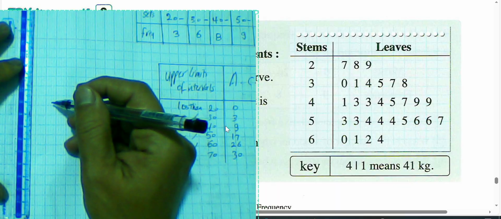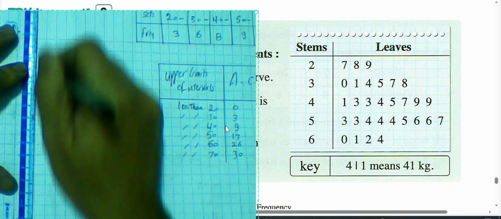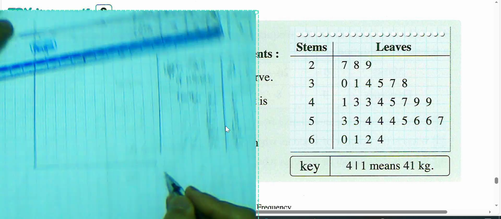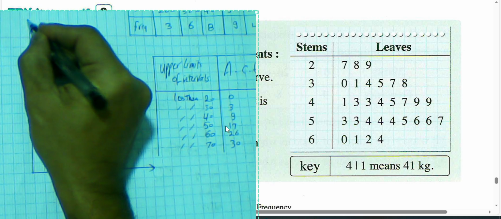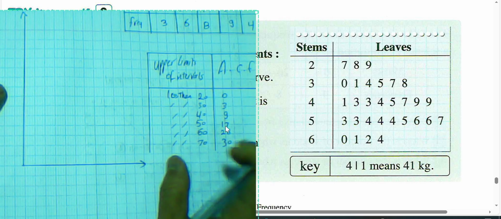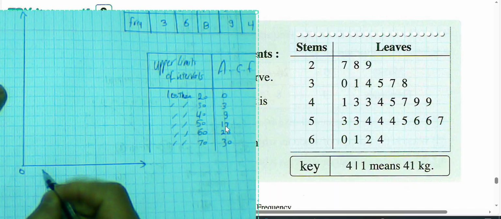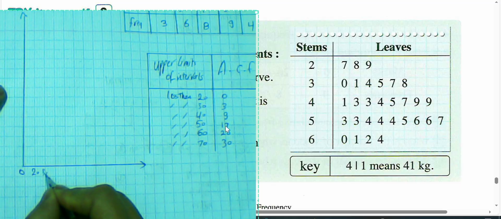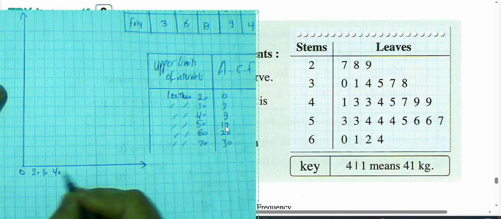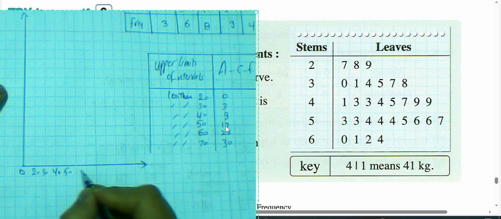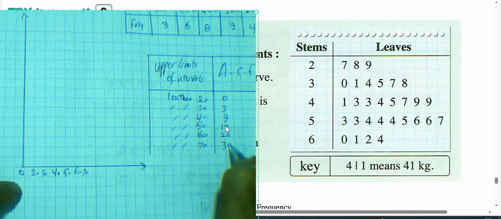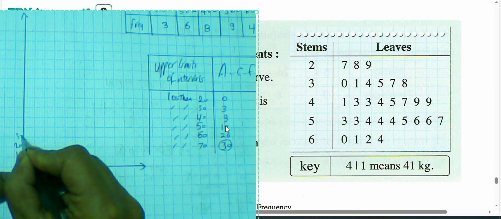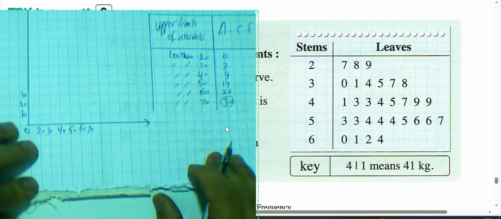Look at the curve. First, I will draw the vertical y-axis and the horizontal x-axis, like this. We have 20 first, then 30, 40, 50, 60, 70. And the greatest number is 30, so we count from 0, 10, 20, 30, like this. And put the information here.